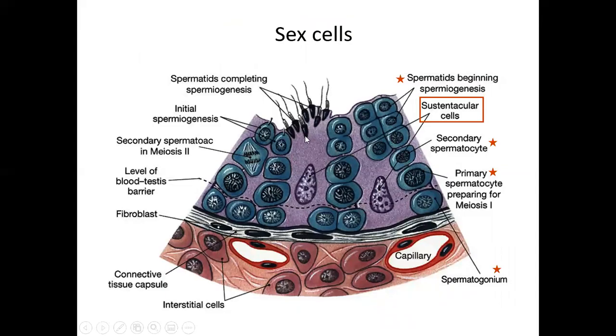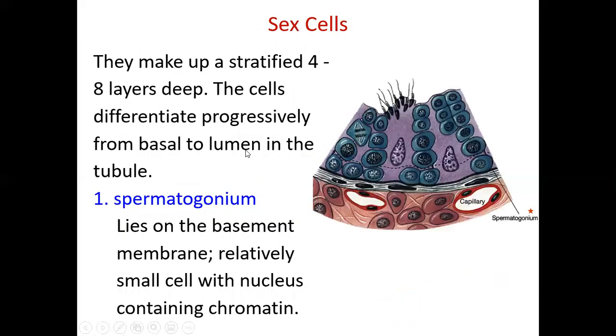So here we have the sustentacular cell or Sertoli cell, and then we have the sex cell, in different stages. We're going to discuss it later. We start by discussing the sex cell first. The sex cell is stratified, 4 to 8 layers deep.